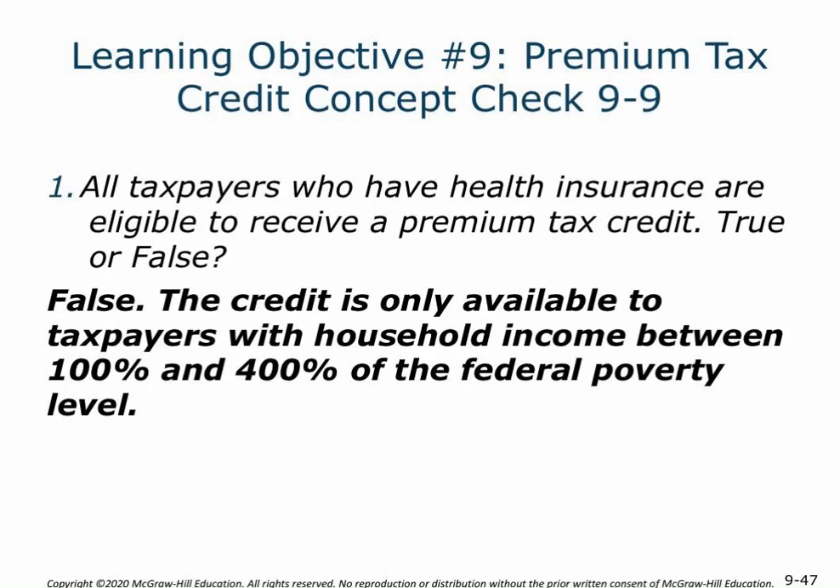So concept check 1 here, it says all taxpayers who have health insurance are eligible to receive the premium tax credit. That's going to be false. The credit is only available for taxpayers with household income between 100% and 400% of the federal poverty level. So this is something to help offset the cost of health insurance for those under that income threshold.